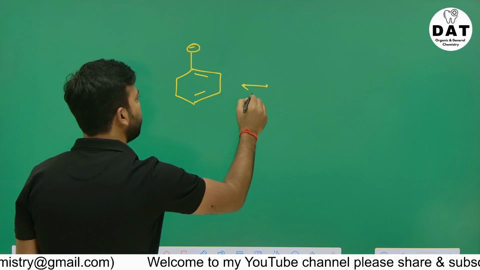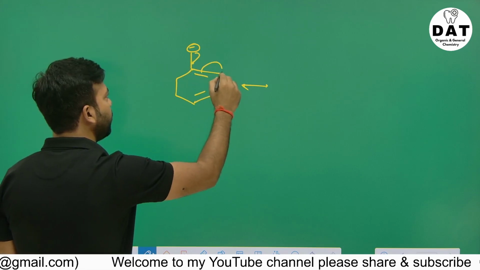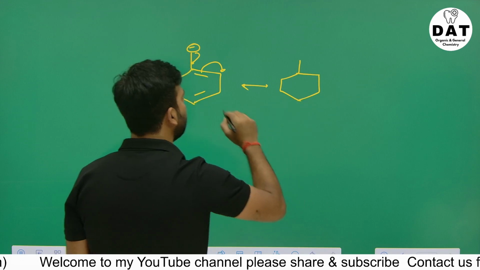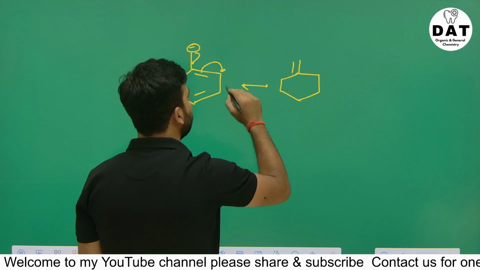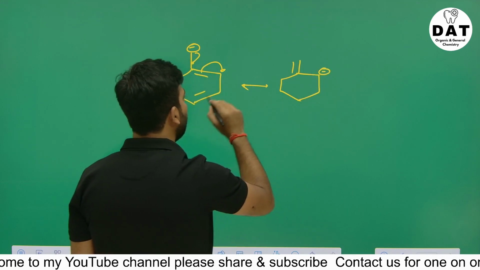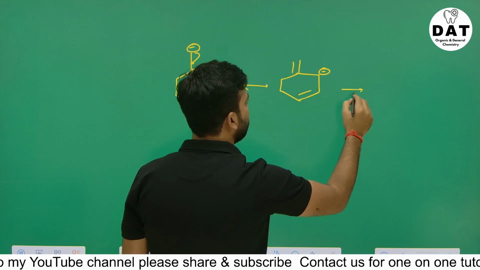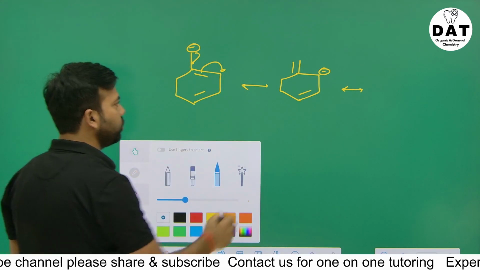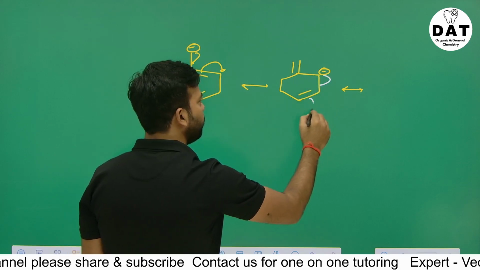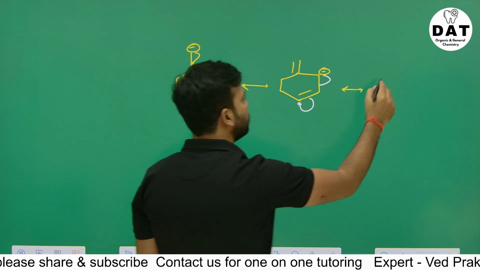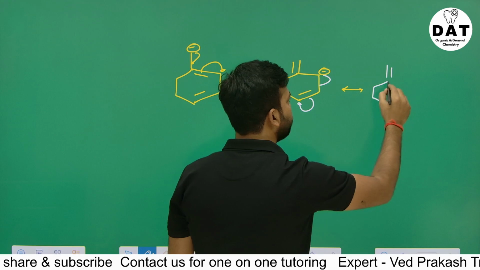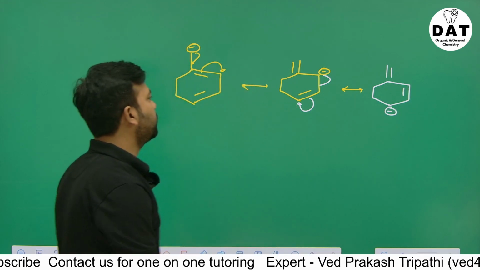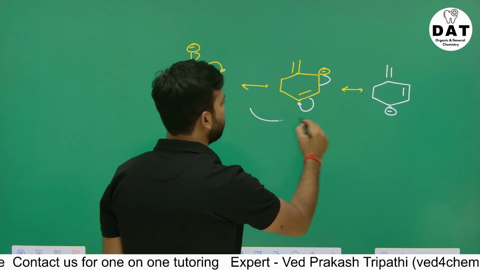So in the very first case, it will donate and this bond will break like this. As a result of it, what will happen? You can see there is a bond. Here we have a negative charge and here we have a double bond. In the next step, again the same thing: the negative donates to this bond and it will break like this. As a result, it will form this. Clear? So this compound has two resonance structures.